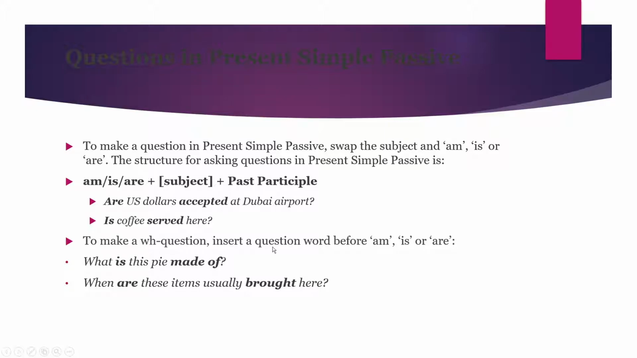And to make a WH question, simply insert the WH word before is, am, are. What is this pie made of? When are these items usually brought here? Okay, and this is all in passive form.